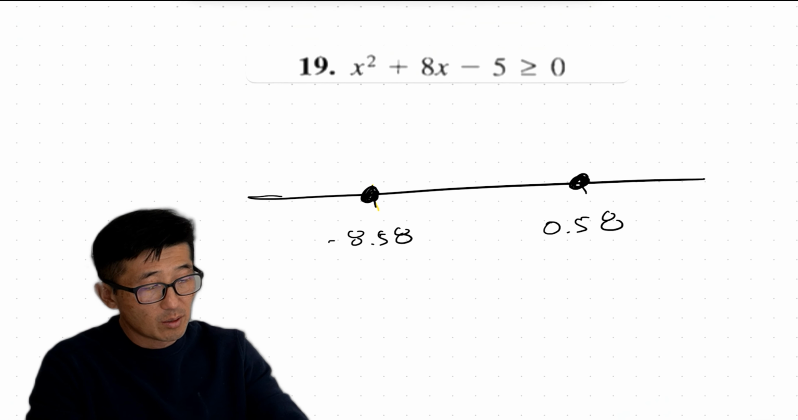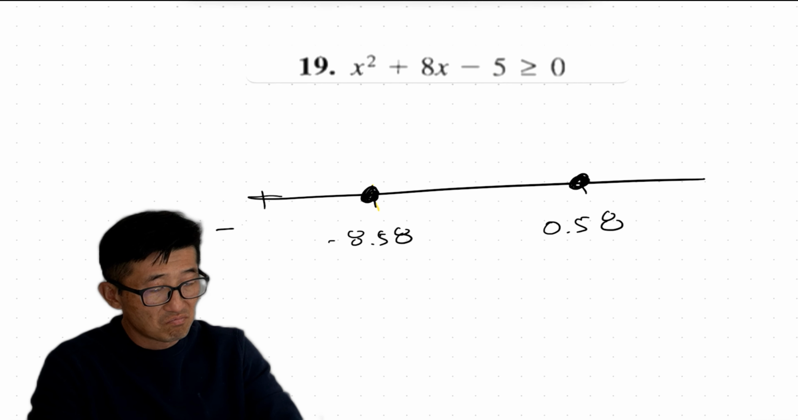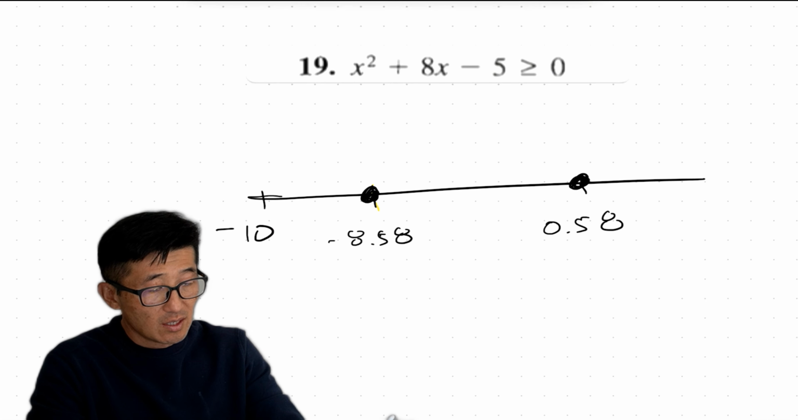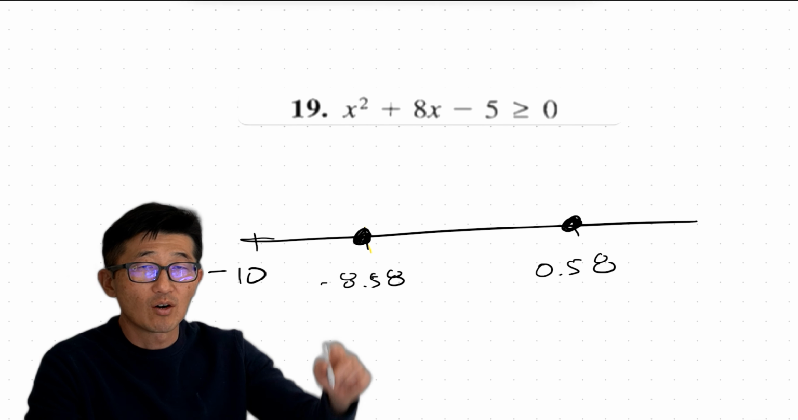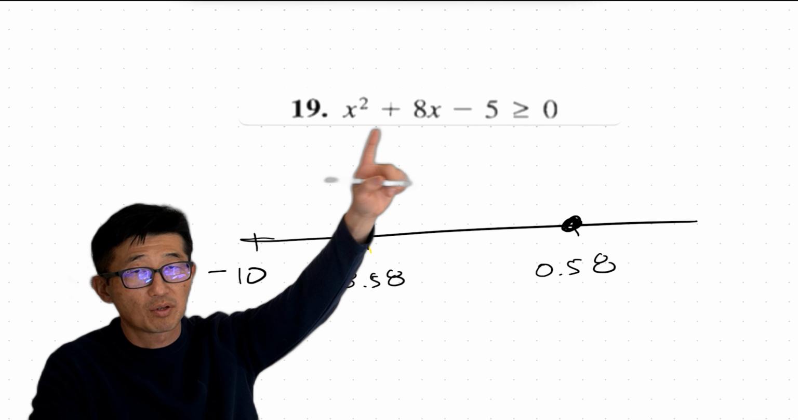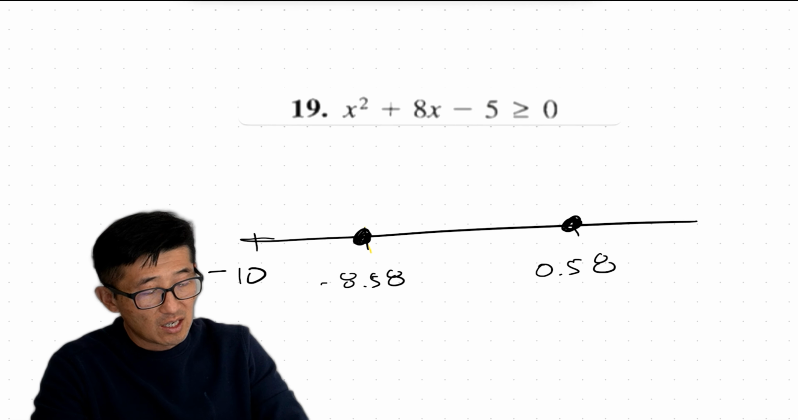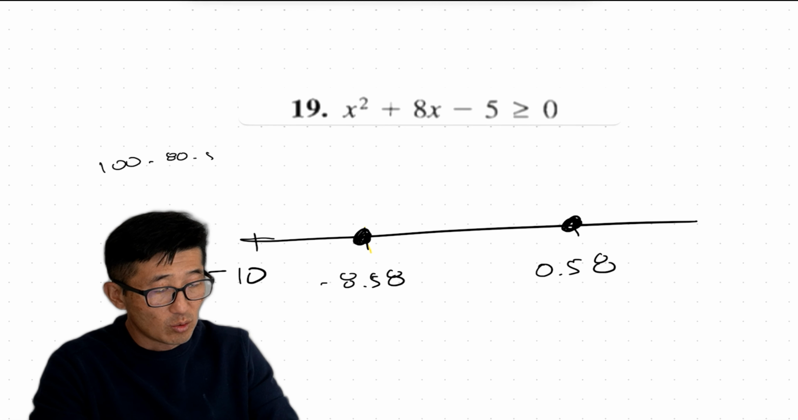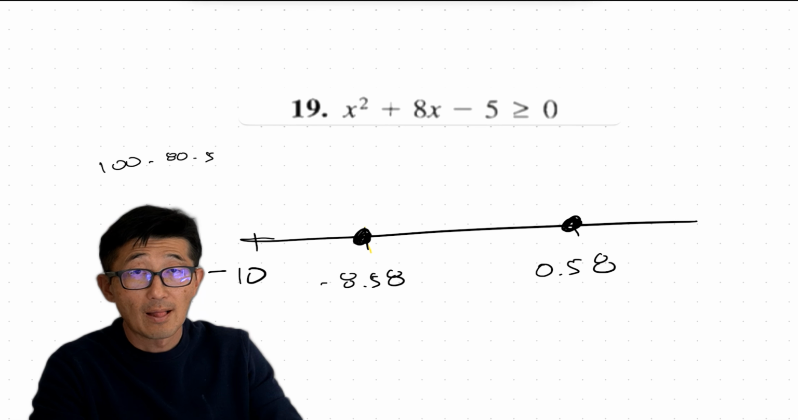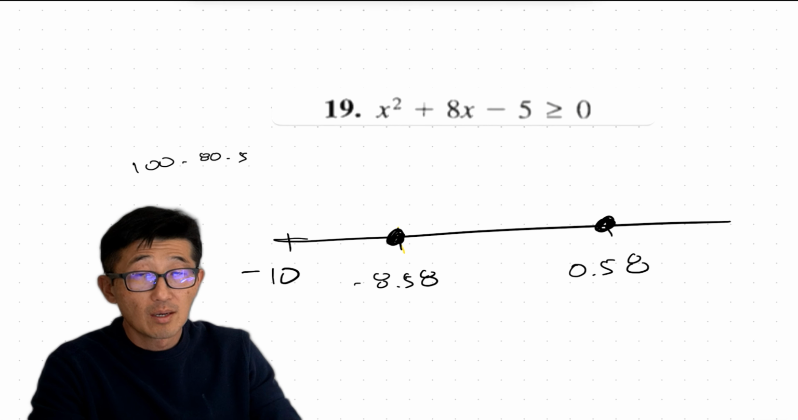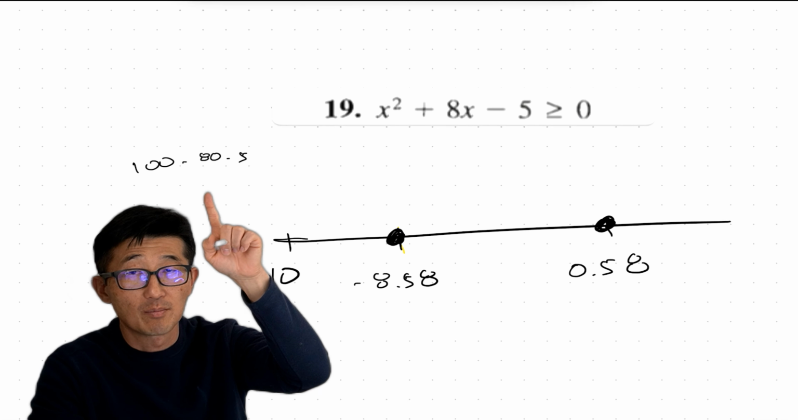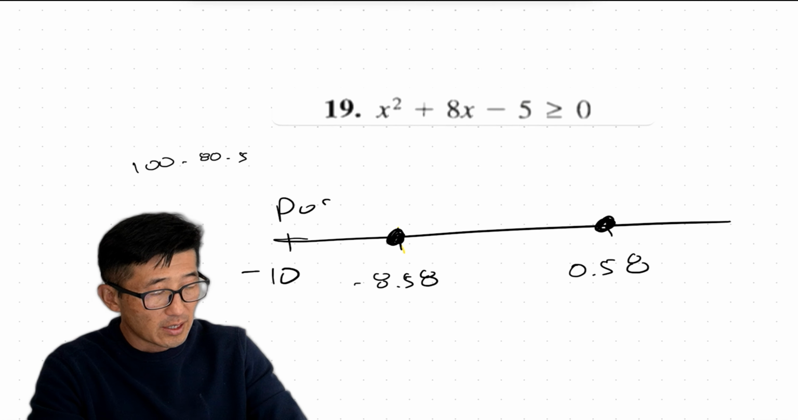So plug in a number like negative 9, an easy one. I'll do negative 10. If you plug in negative 10, we don't have a factor situation here, so we have to just plug it into this original one. So we're going to get 100 minus 80 minus 5. But you'll notice we don't have to have the actual value. We know it's going to become positive, right? Yes. Which correlates with the graph.